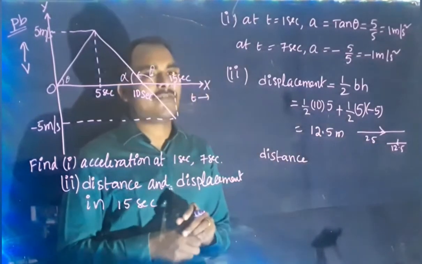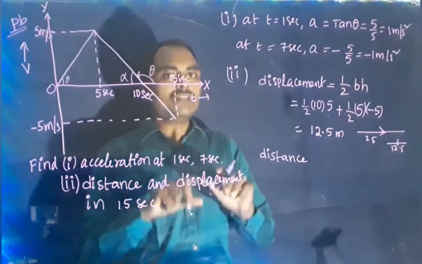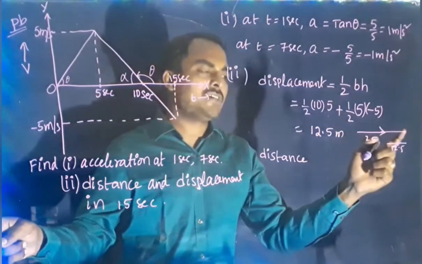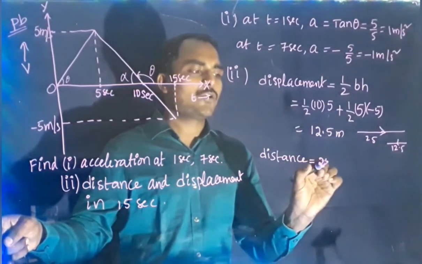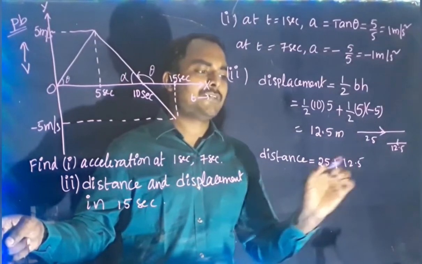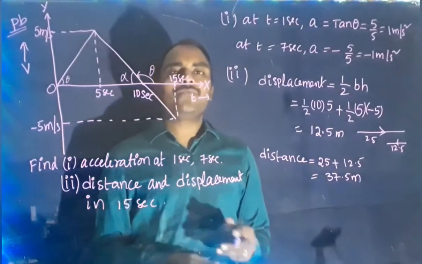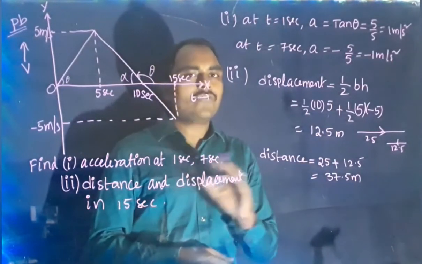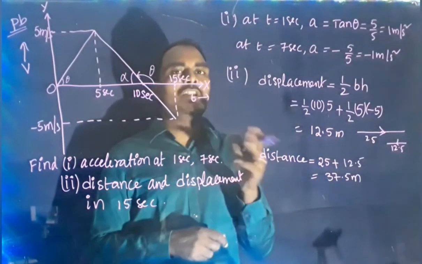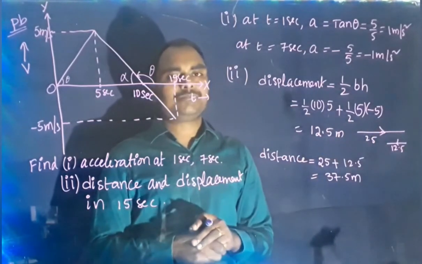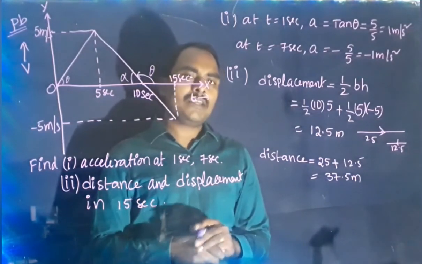But what is the distance traveled? Distance doesn't have direction; distance is not a vector quantity. So it is simple addition. First it travels 25 meters forward and again 12.5 meters backward. So the total distance traveled is 25 meter plus 12.5 meter, equal to 37.5 meter in 15 seconds. Distance is a simple scalar, so we do not take distance as negative.